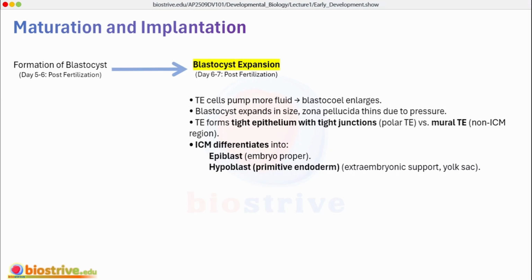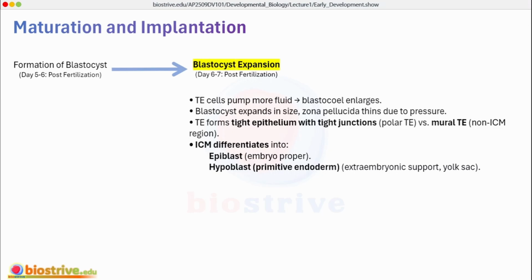The inner cell mass will start differentiating into epiblast as well as hypoblast. The epiblast will form the embryo proper, and the hypoblast, which is primitive endoderm, which will later form endoderm, will form some extra-embryonic supportive tissue. It will contribute to the yolk sac as well.